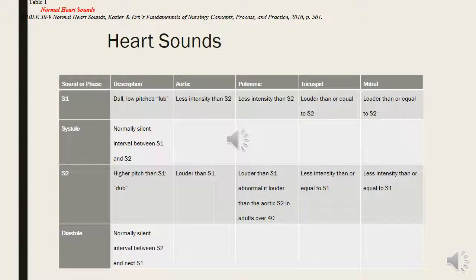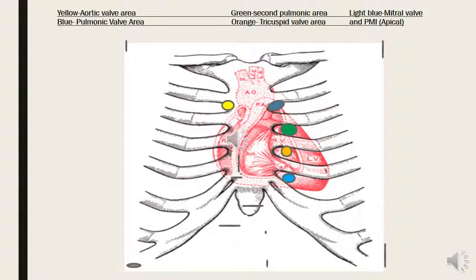Returning to this slide, we can see once again what we expect to hear. This is the slide that we'll use when we come back for demonstration so that you can see where you can locate on your volunteer patient. You will be starting up at the angle of Louis at the top.